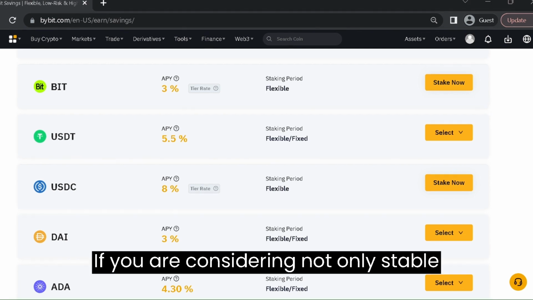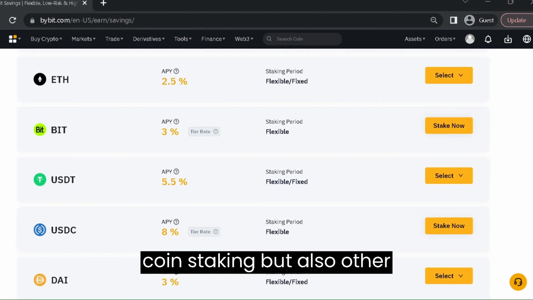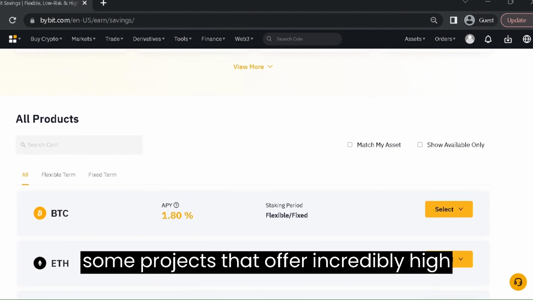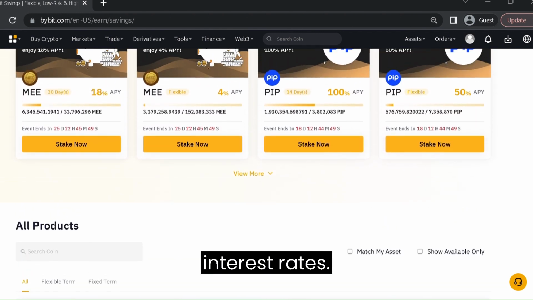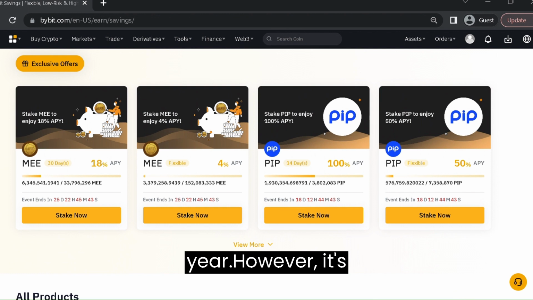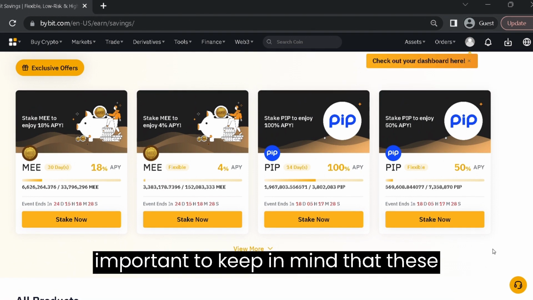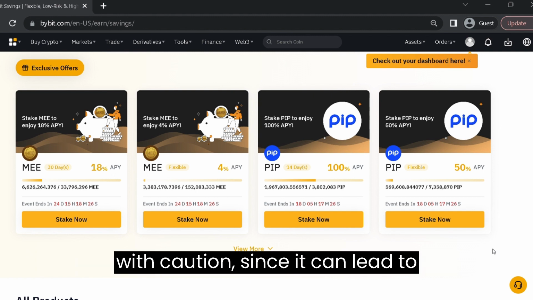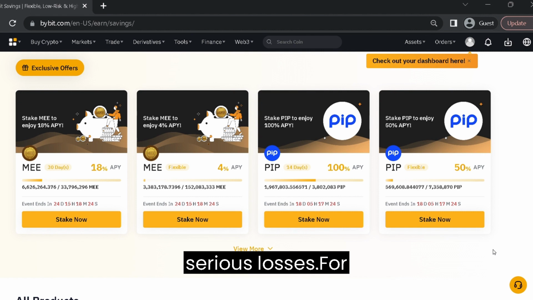If you are considering not only stablecoin staking, but also other cryptocurrencies, let's take a look at some projects that offer incredibly high interest rates. Sometimes as much as 50% or more per year. However, it's important to keep in mind that these types of rates are often promotional, and staking such tokens should be done with caution, since it can lead to serious losses.